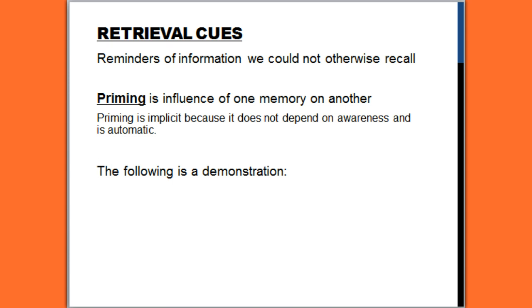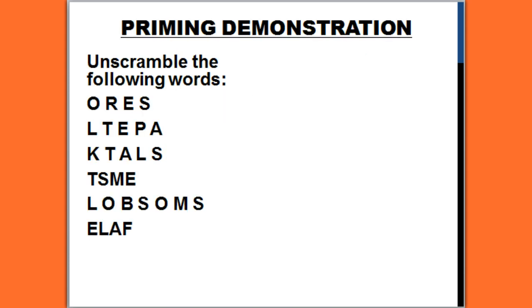First thing we're going to talk about is priming. It's an influence of one memory on another. Priming is implicit because it does not depend on awareness and is automatic. So many times it happens and you don't even know what's going on. We all do it. Here is an example, and I love this one. All right, so you're going to unscramble the following words.